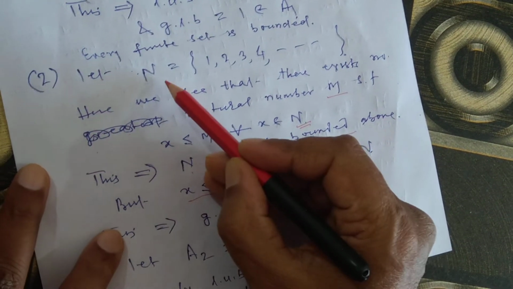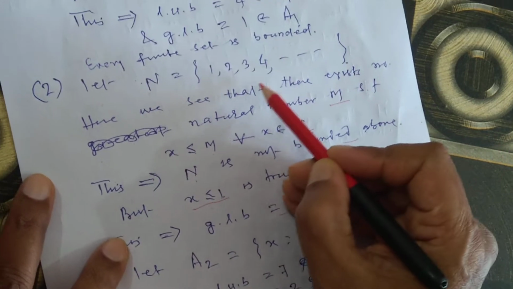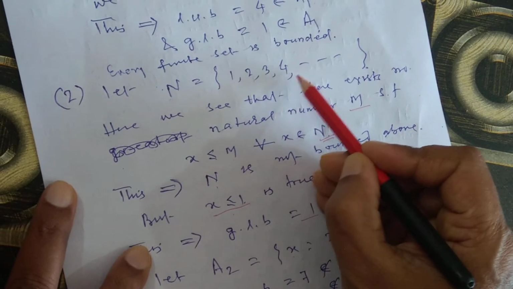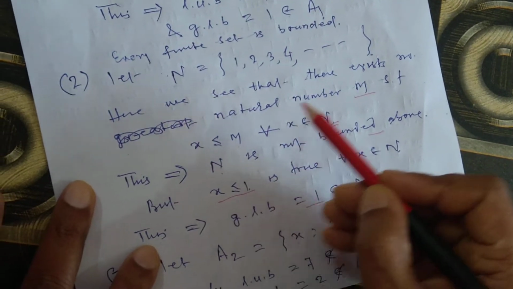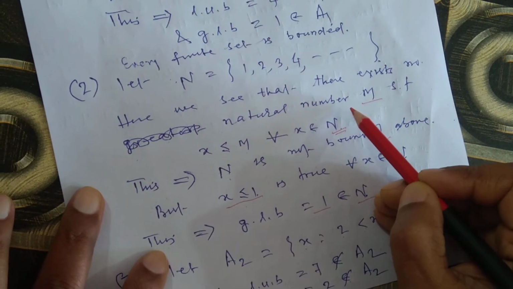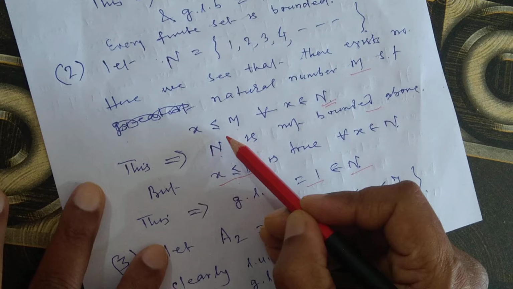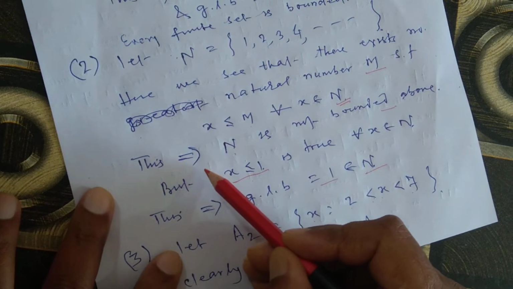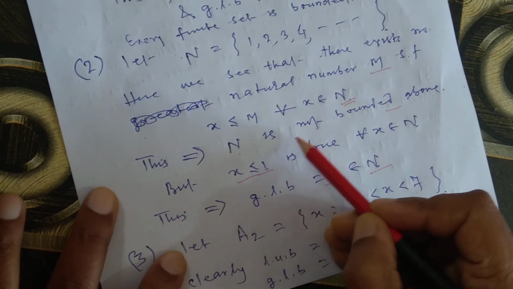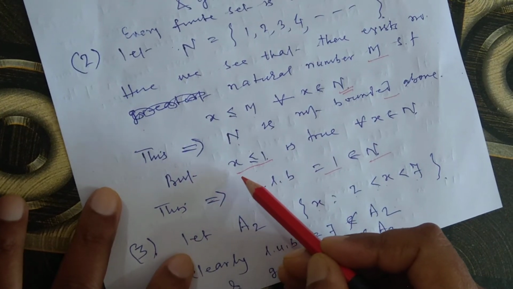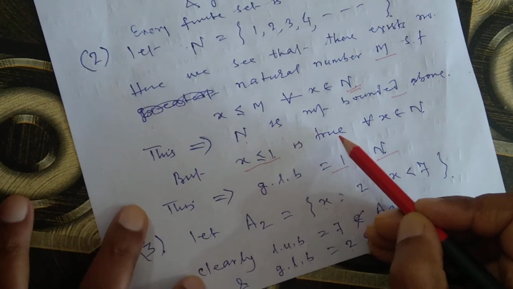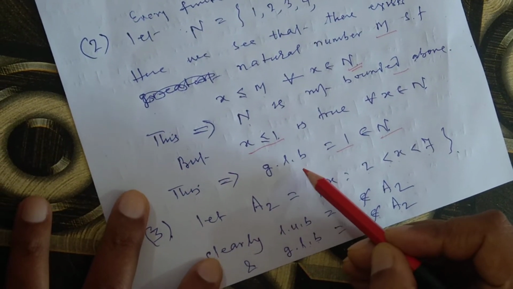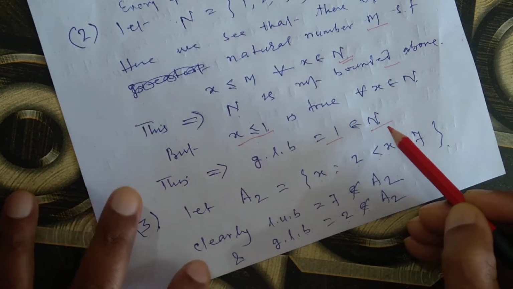Number 2, let N be the set of natural numbers. As you know, it contains positive integers like 1, 2, 3, 4 and so on. Here we see that there exists no natural number m such that x is less than or equal to m for all x belongs to N. This implies that N is not bounded above, but x is greater than or equal to 1 is true for all x belongs to N. This implies that GLB is equal to 1, which belongs to N.